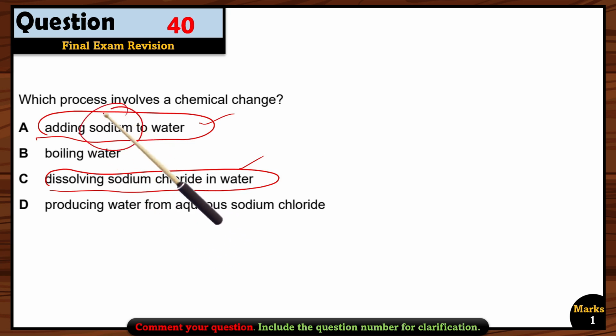This is a sodium metal, and metals don't dissolve in water, they actually react with water, they form a new compound with water. So that's why adding sodium to water is a chemical change. Adding sodium chloride to water is a physical change, okay? But sodium in water is a chemical change. So that's why option A is the right option.